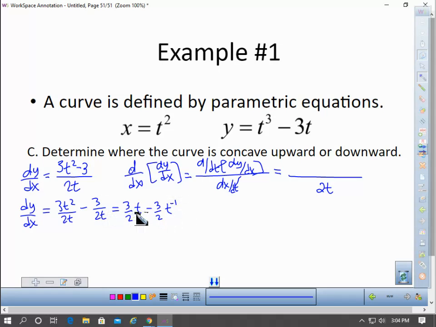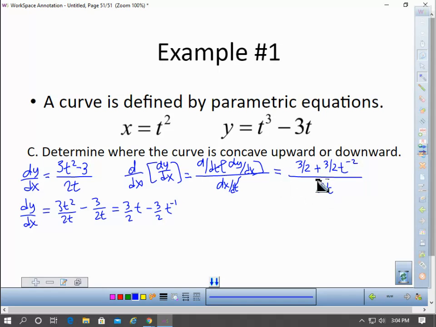Then taking the derivative of this will be a whole lot easier. So the derivative of this will be 3/2, because the derivative of 3/2 t is just 3/2. And then for the derivative of this part, I multiply the -1 times the front, which will make plus 3/2, and then I drop a degree, so that'll be t to the -2.